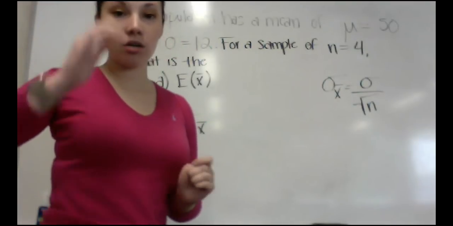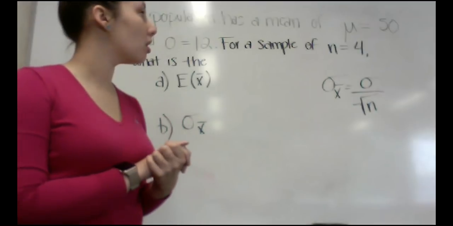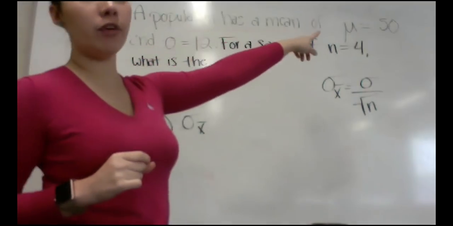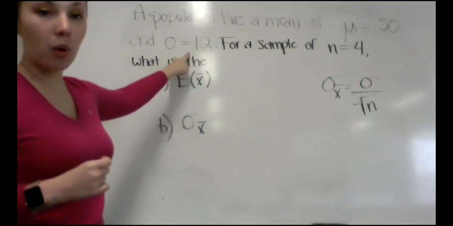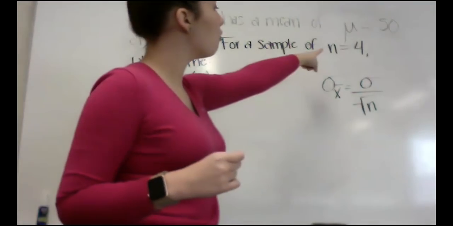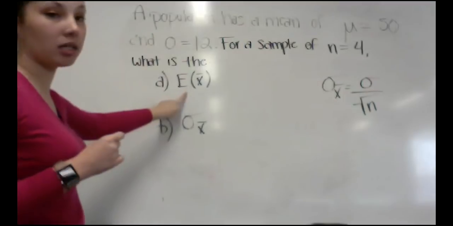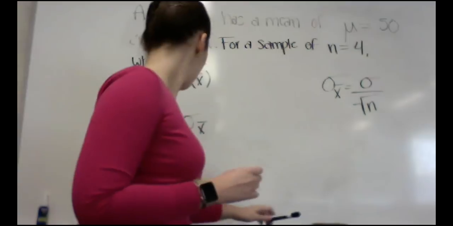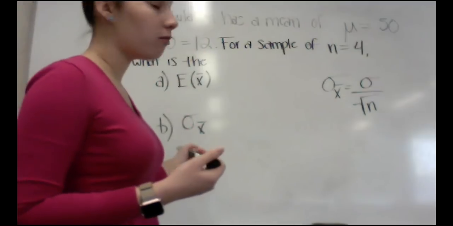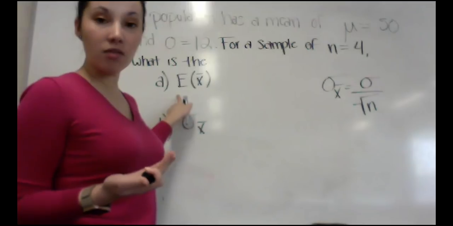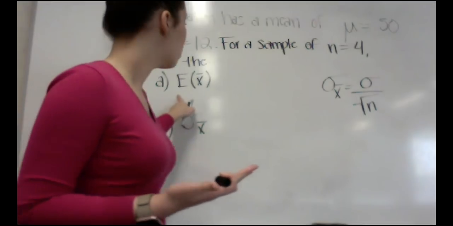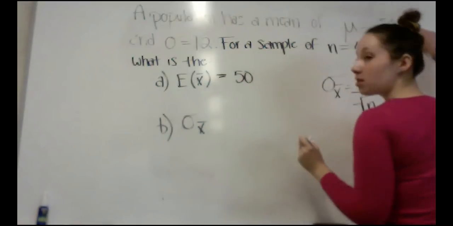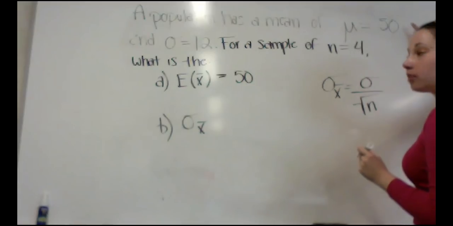Okay. So here's a good example of how to work with sampling distributions. The prompt says, a population has a mean of 50 and a standard deviation of 12. For a sample of 4, what is the expected value and what is the standard error? If you remember back from the lecture a minute ago, I said that the expected value here is just the mean of a sampling distribution. So this one's super easy. It's just 50, because that was our mean. So the answer here is 50.